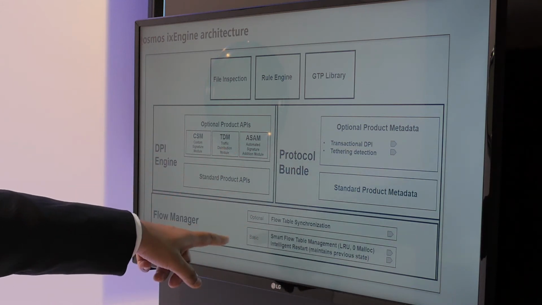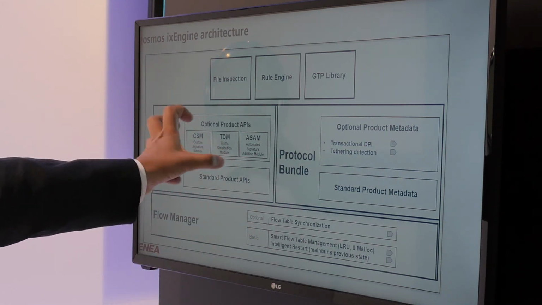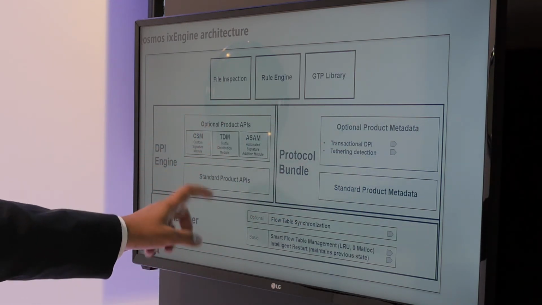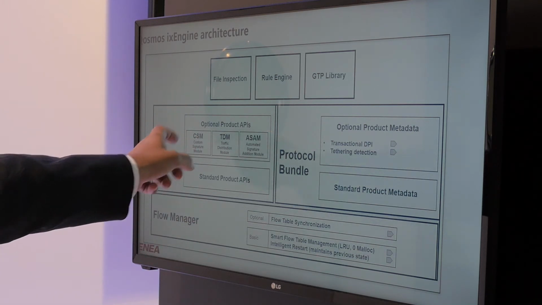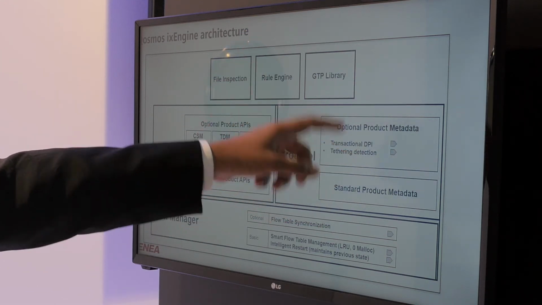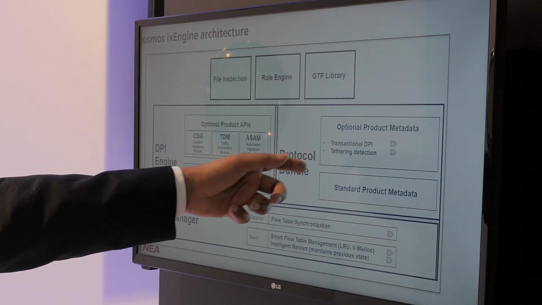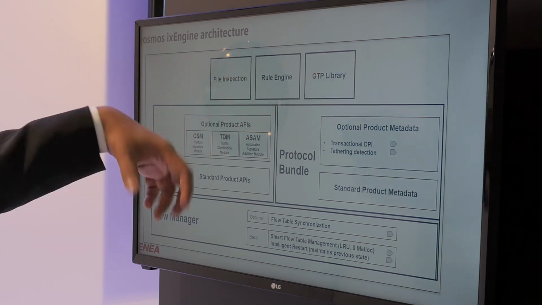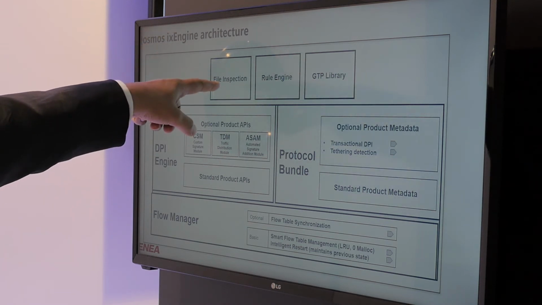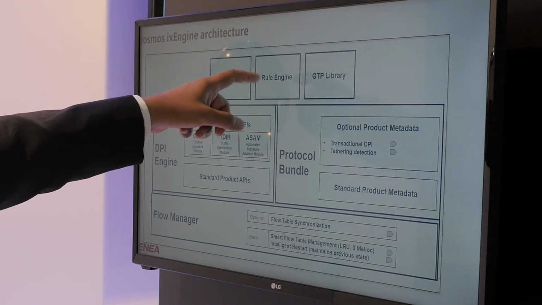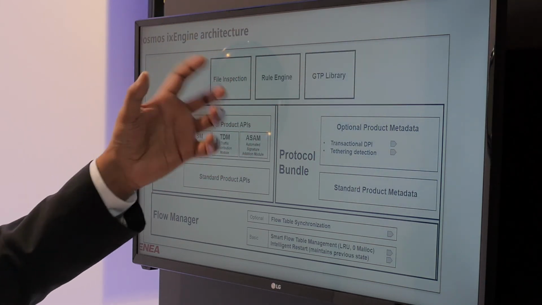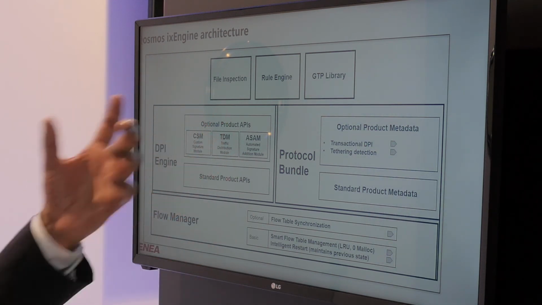As I said earlier, you have a flow manager. You have the standard APIs, which orchestrate everything about the different flows being tracked by the flow manager, and lookups for DPI classification and extraction. The protocol bundle library contains all the signatures and the classification engines, and different libraries for advanced processing of data from the DPI engine: for advanced file inspection, for example, a rule engine for further analysis and correlation of the data, and a GTP library for tracking of GTP-U and GTP-C information.